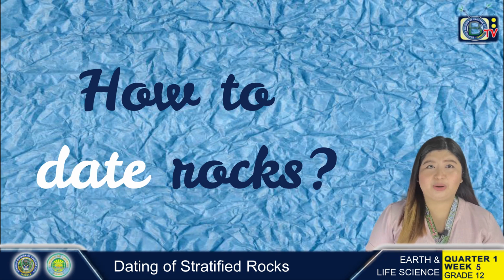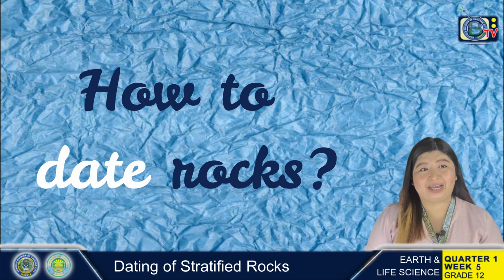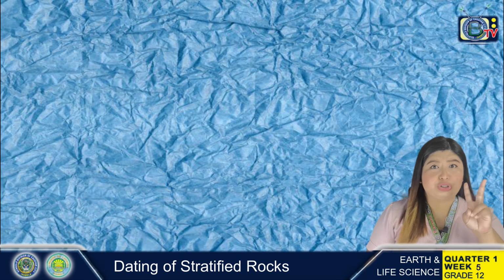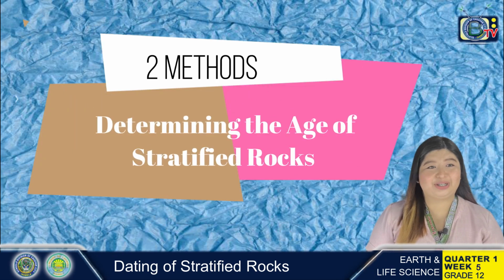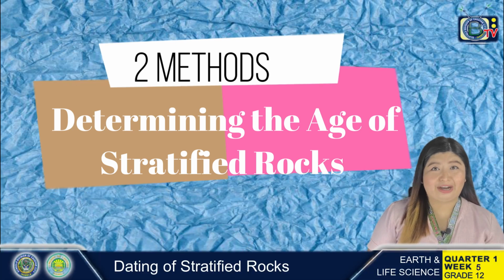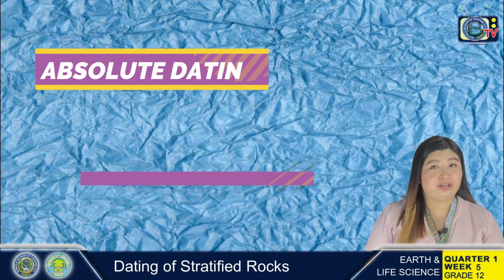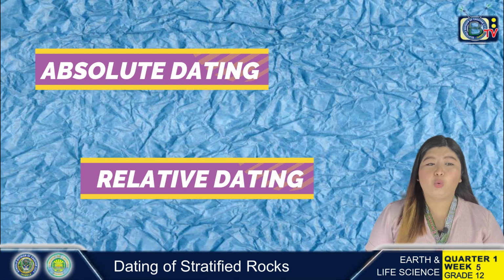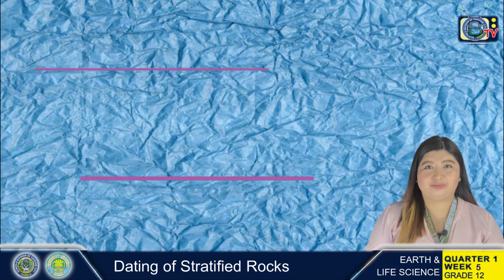Geologists often need to know the age of material that they find. There are actually two different methods of determining the age of stratified rocks. We have absolute dating and relative dating methods, which have been used to establish the chronologies of rock art.